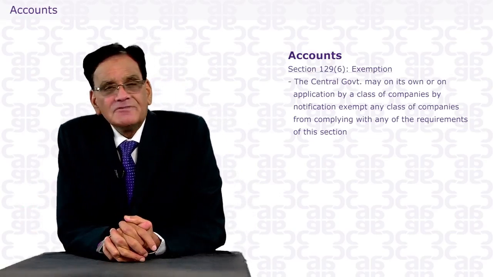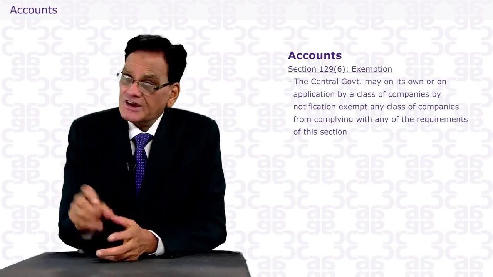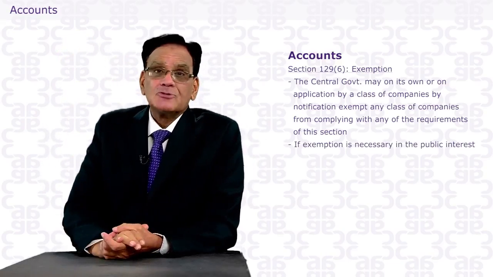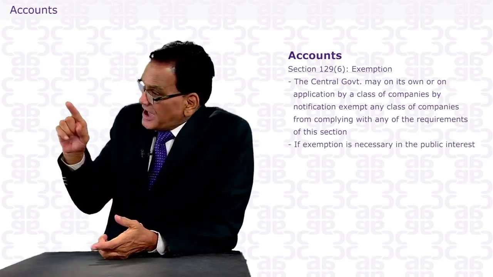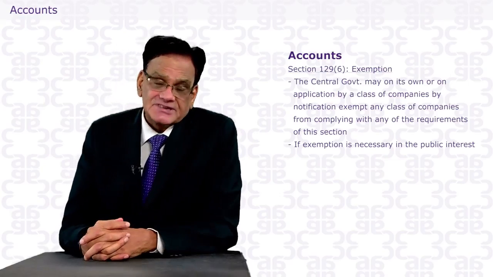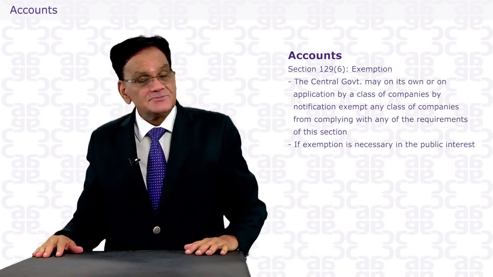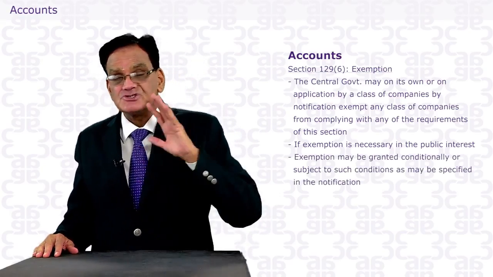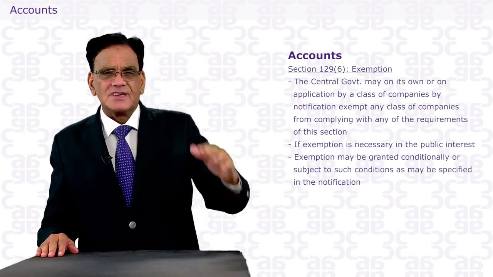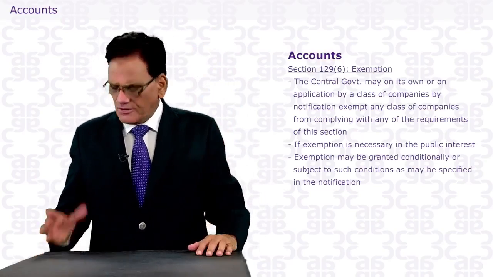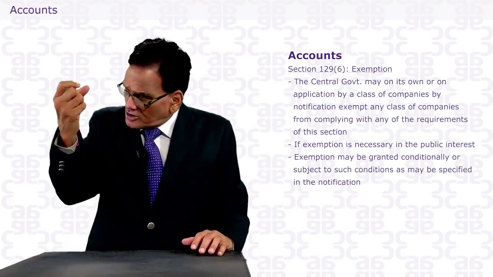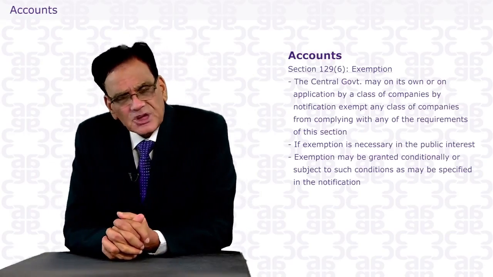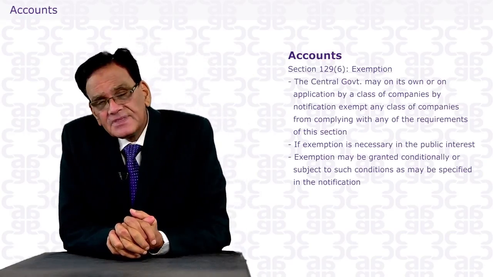The government can, by way of notification, in the public interest, exempt any class of companies from any of the provisions of this Act. Public interest is the dominating feature. You can grant the exemptions unconditionally or conditionally, subject to conditions. We grant the exemption unconditionally, or we grant the exemption subject to the condition that you have to comply with these conditions; subject to this, we are exempting you. So can the central government grant the exemption? Yes, it can.